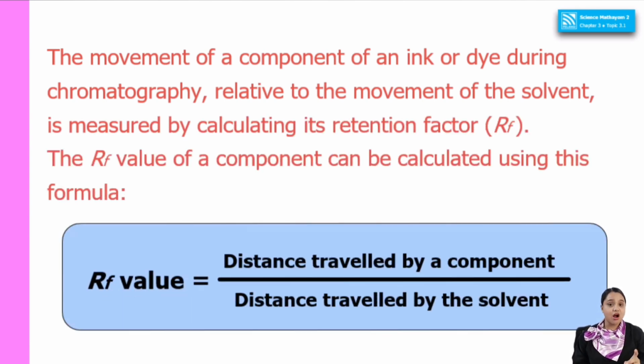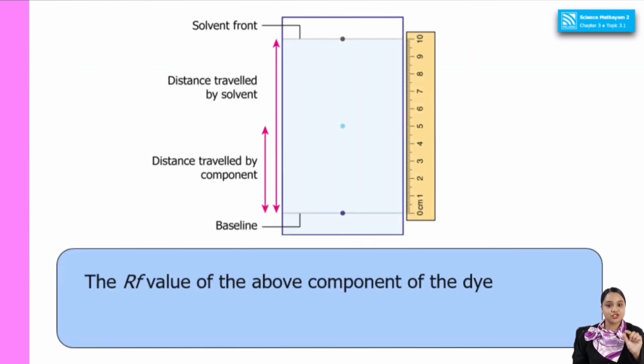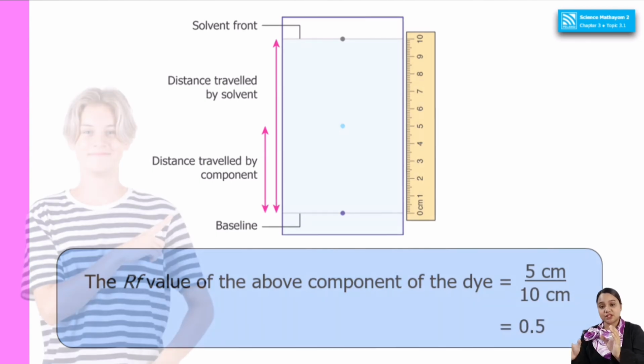Scientists use the Rf value to identify substances. The formula is Rf is equal to the distance traveled by the component divided by the distance traveled by the solvent. The Rf value is always between 0 and 1.